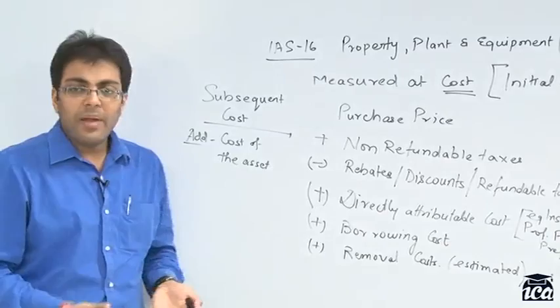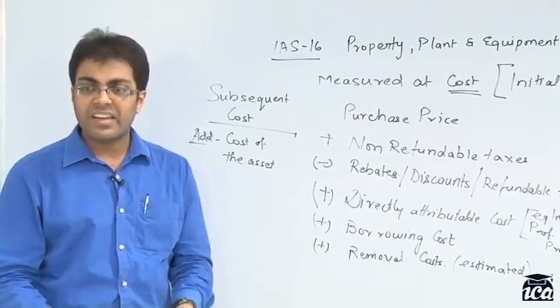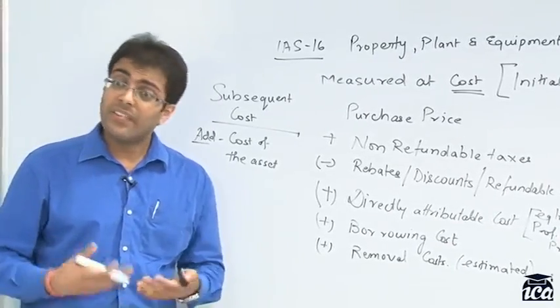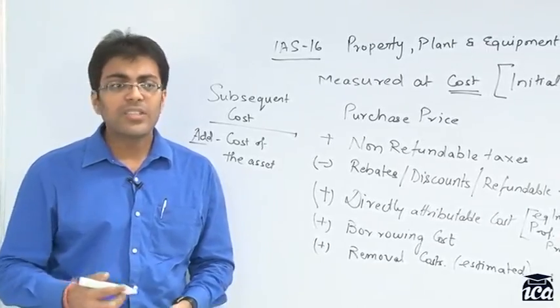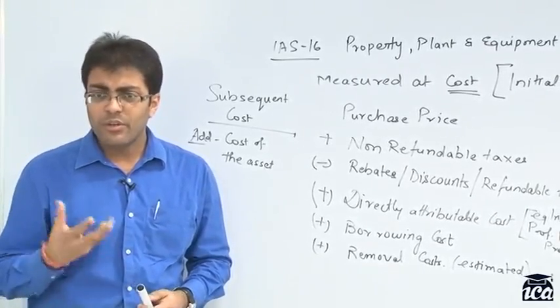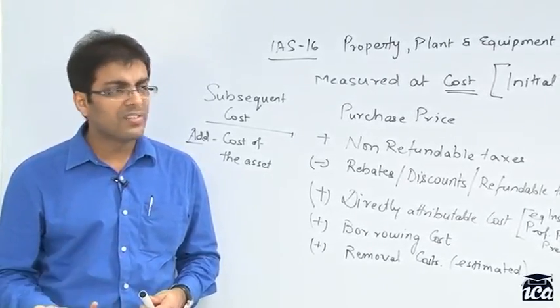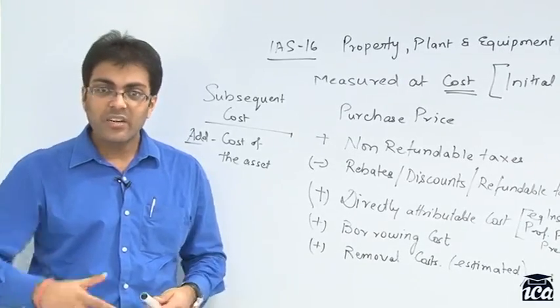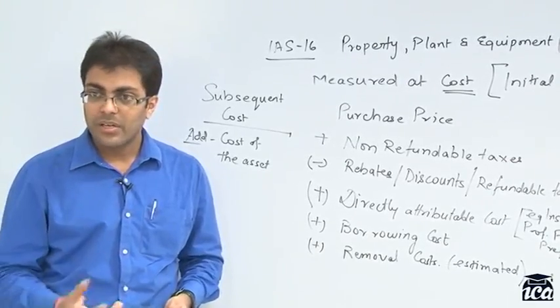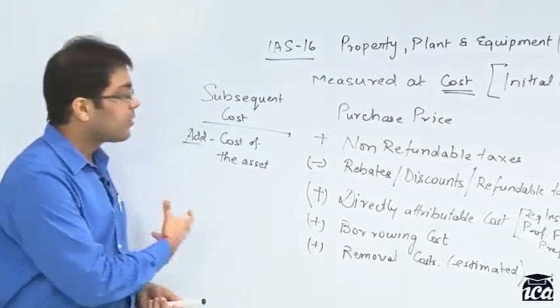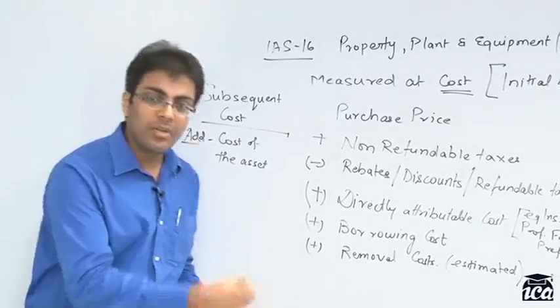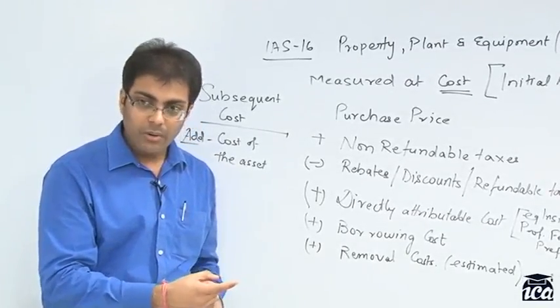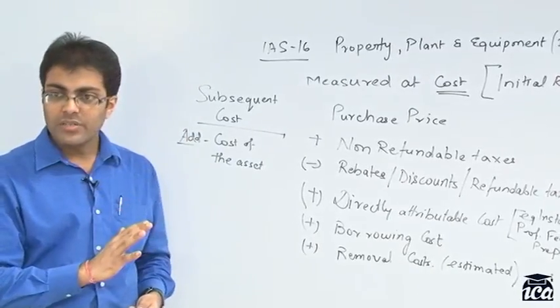But then if it is a major component, a steering, let's say, or an engine, or even a car battery to a certain extent, because the usual life of a car battery is more than 1 year, right? An engine can go up to 7 years, 10 years at times. So if I have to change that, it's a major cost, and accordingly it will be added to the cost of the asset. Okay? Any questions?